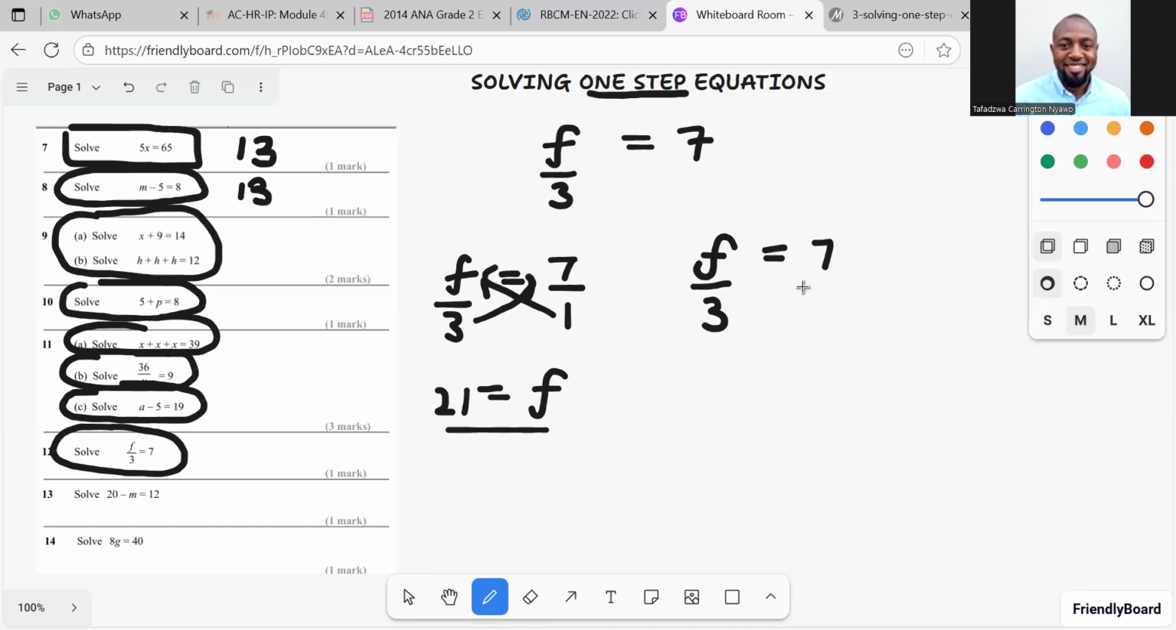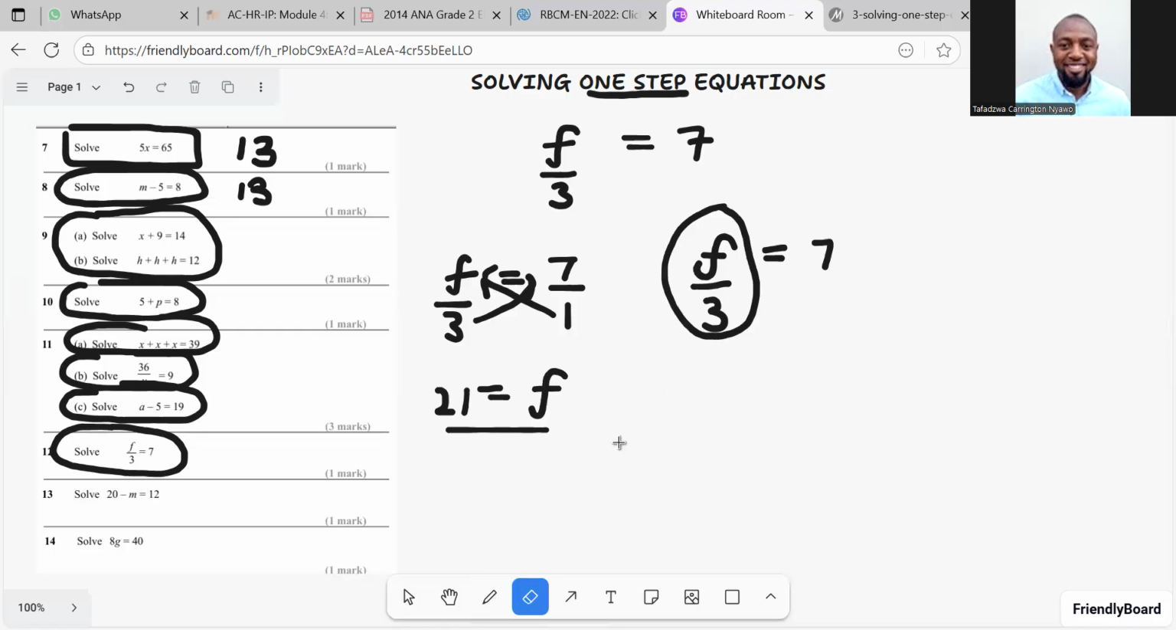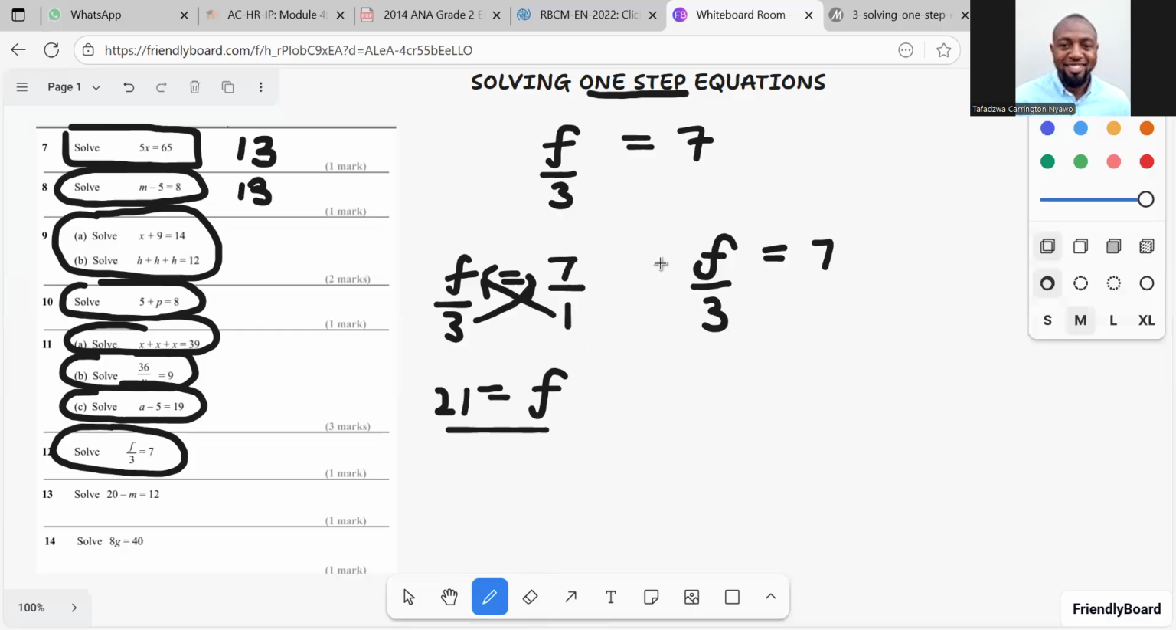So what is the operation here? The operation here is division, as you can see. And what is the inverse of division? It is multiply. Therefore, I can multiply here by 3 and then multiply also this side by 3 so that these cancel out, and I'll be left with f is equal to 21. So I still got the same answer.